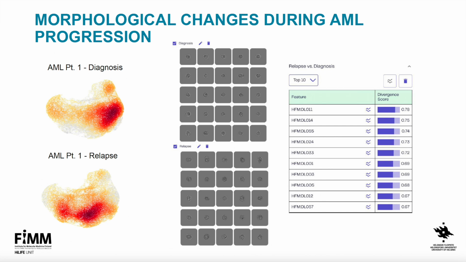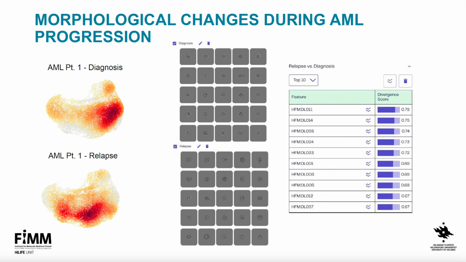But if we look at the data that's coming off of the Human Foundation model and the differences detected there, actually it was the deep learning features that were the most distinct, that made the distinction between the diagnostic sample and the relapse sample. So basically, we would probably not be able to see these differences really by eye, and this is also sort of apparent from these example images.